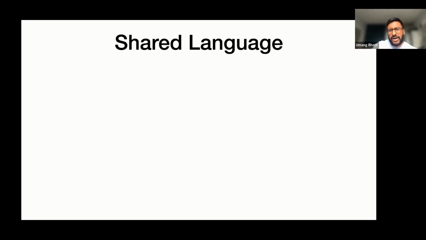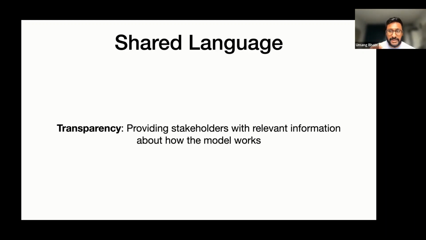One of the things that we noticed is it's very important to have a shared language when going into these types of problems. We all need to make sure we're talking about the same thing when we refer to transparency and explainability. So for all intents and purposes of our research, we define transparency in the following way: providing a stakeholder with relevant information about how a model works. Now that's very, very broad, and that captures lots of different notions of transparency.